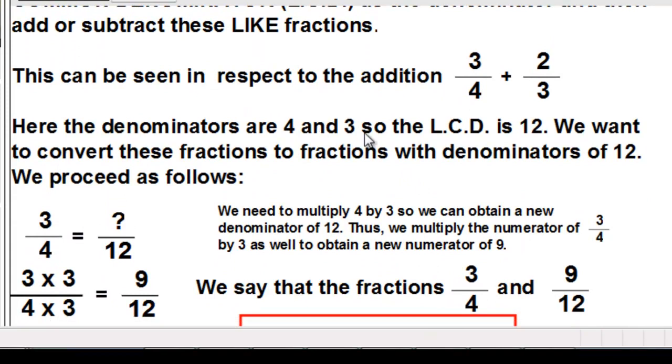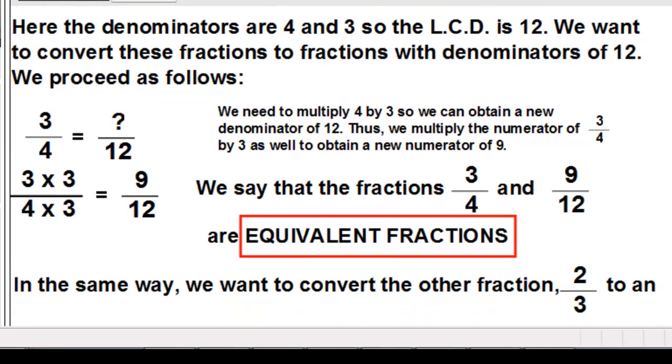Here the denominators are 4 and 3, so the LCD is 12. We want to convert these fractions to fractions with denominators of 12. We proceed as follows. First of all, 3/4 is how many 12s? Well, we see how many times we multiply 4 to get 12. So we see that 4 times 3 is 12, so we're going to also multiply the numerator by 3. 3 times 3 is 9. We need to multiply 4 by 3 so we can obtain a new denominator of 12. Thus, we multiply the numerator of 3 over 4 by 3 as well to obtain a new numerator of 9.